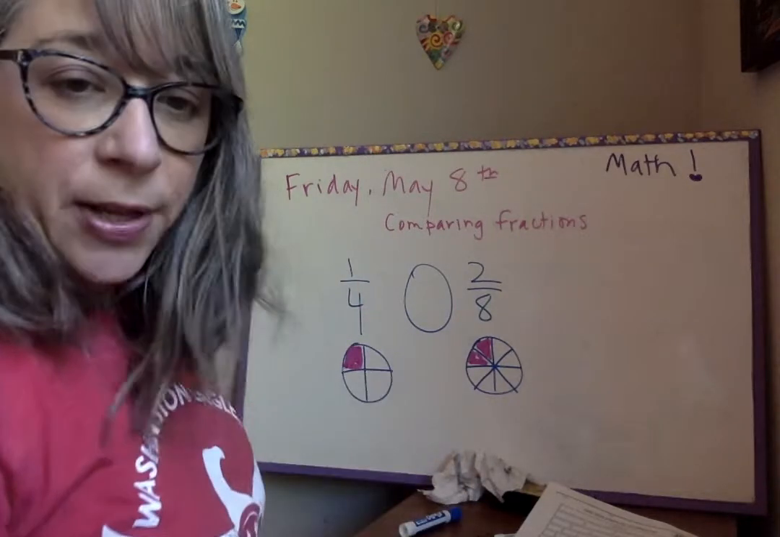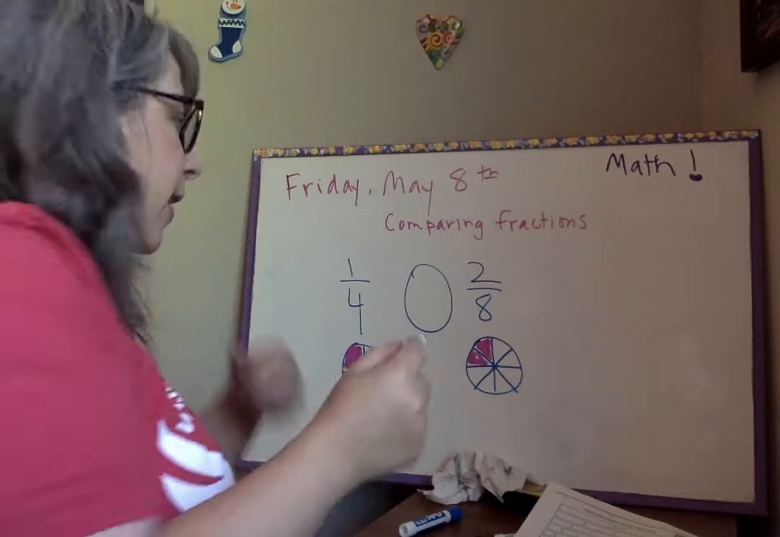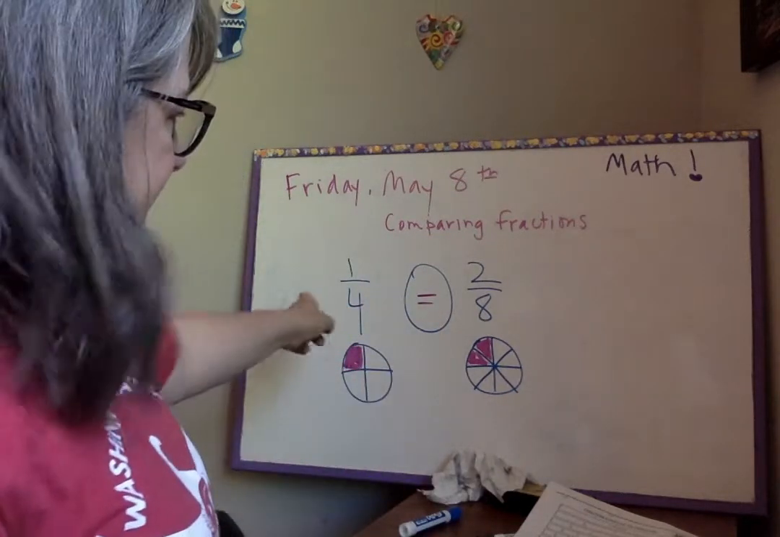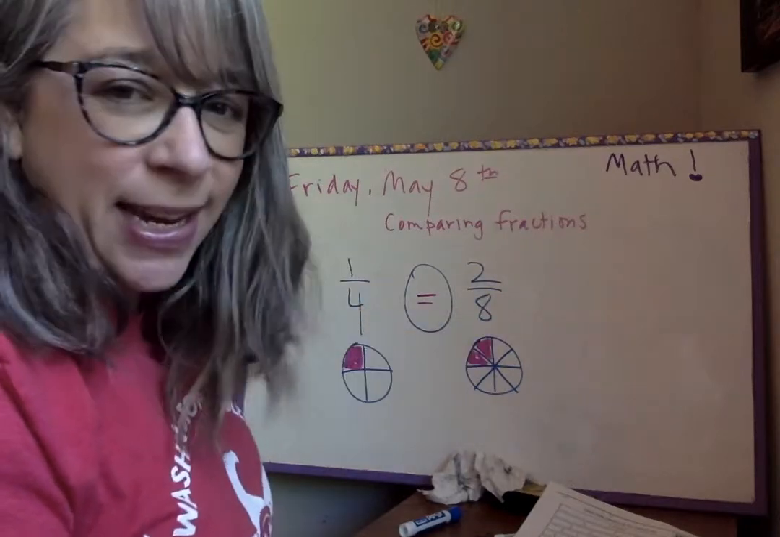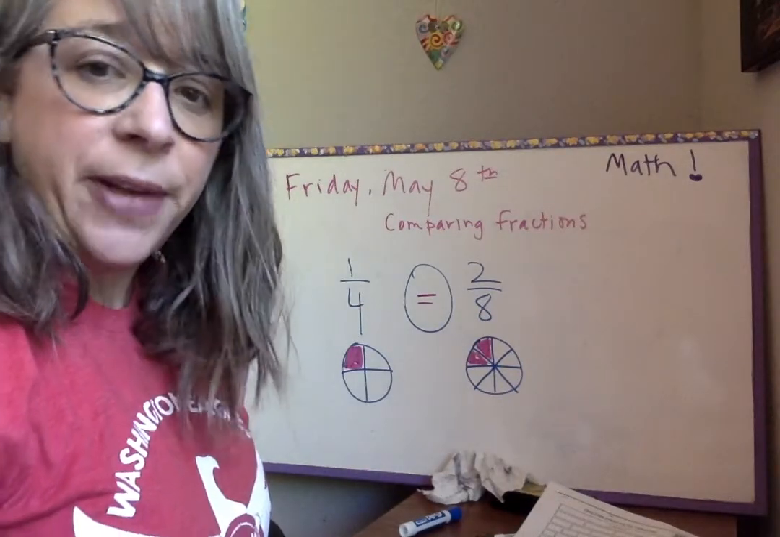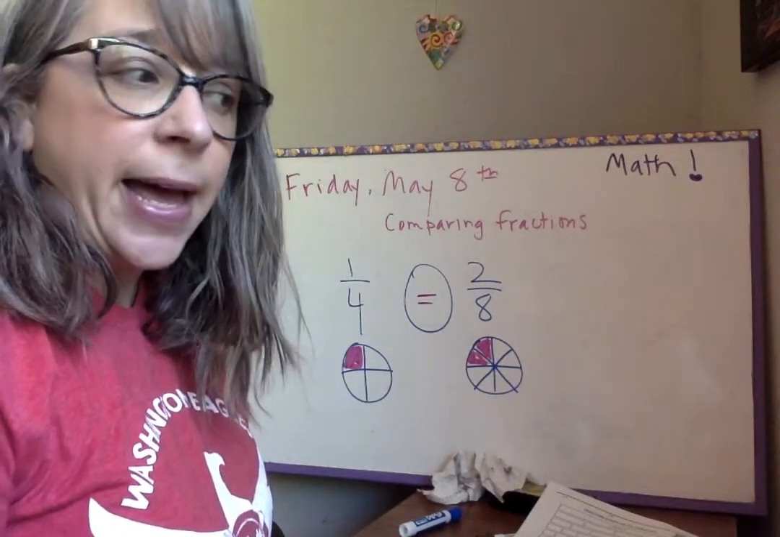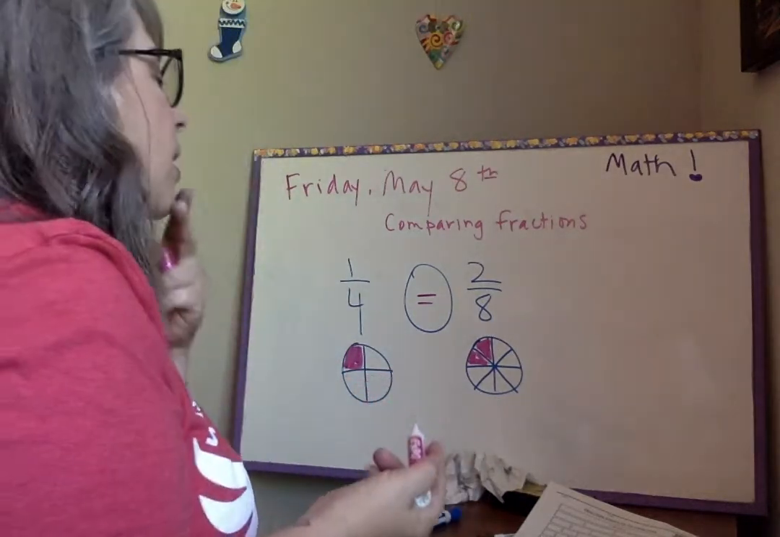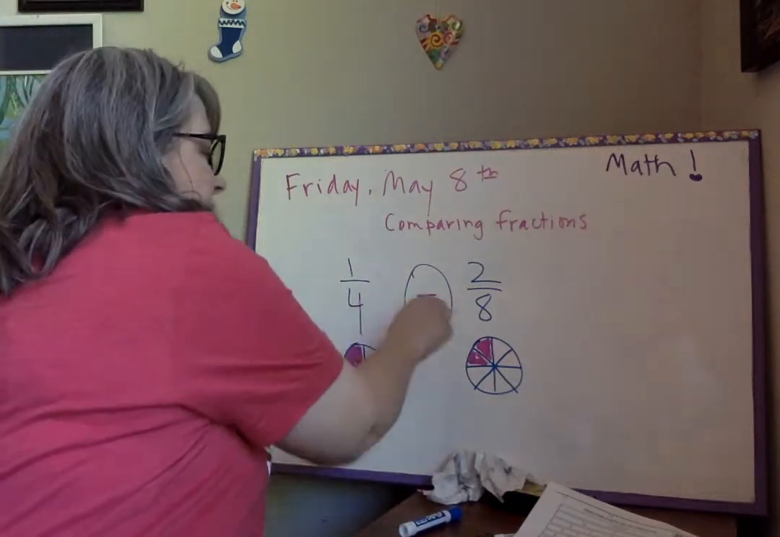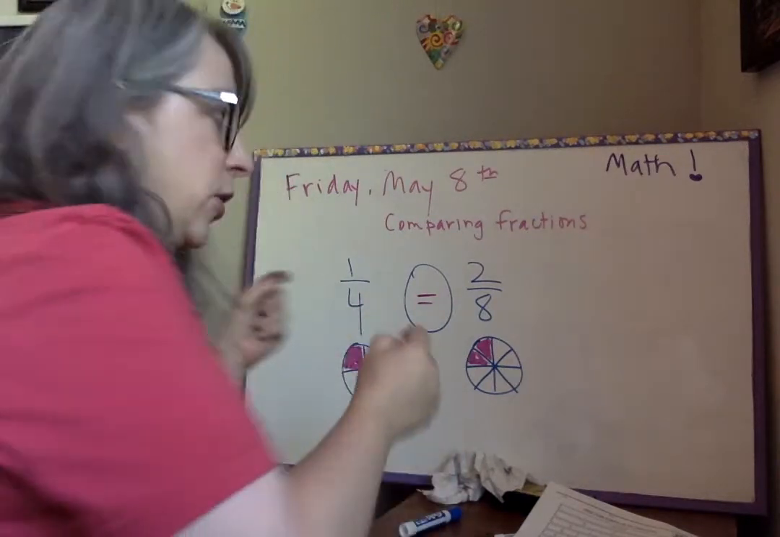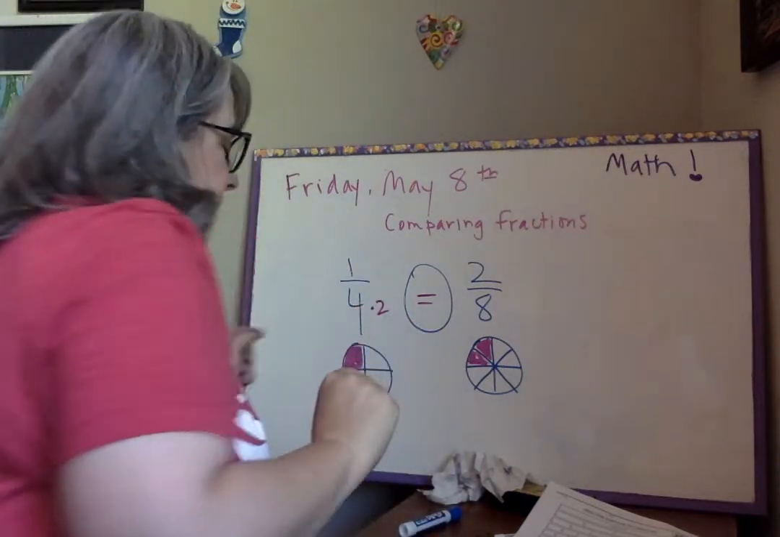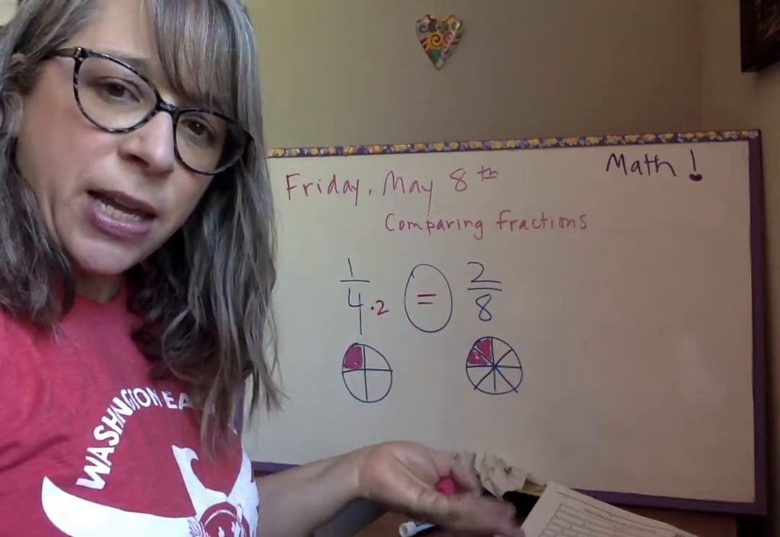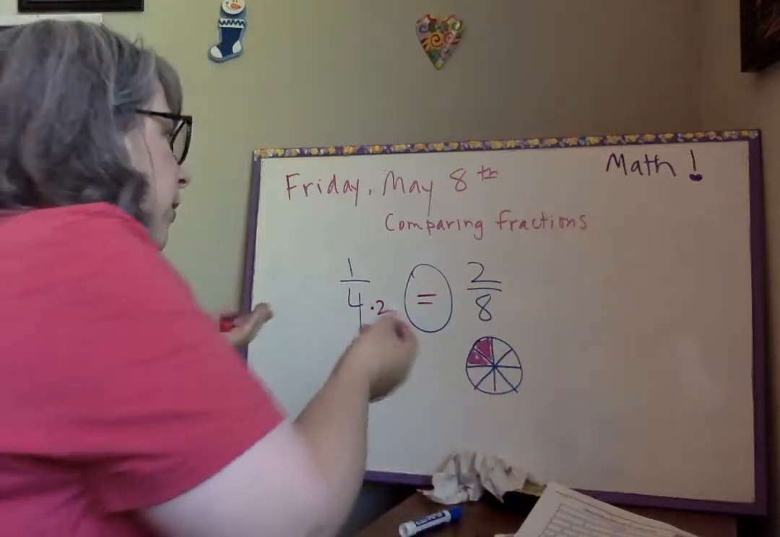Well, those look pretty close, don't they? Yeah, they are. These are equal to each other. And I know this because automatically when I see 4 and 8, I know that 8 is a multiple of 4. So I wonder if these are equivalent fractions. So what times 4 is 8? 2. All right, that's cool. If we know that 4 times 2 is 8, and we're trying to make an equivalent and see if these are equivalent, what are we going to do?